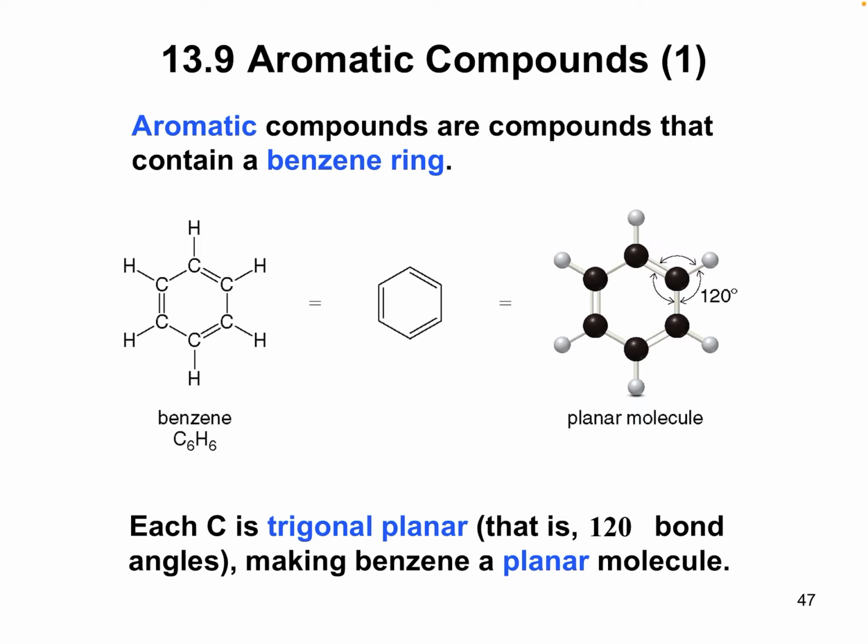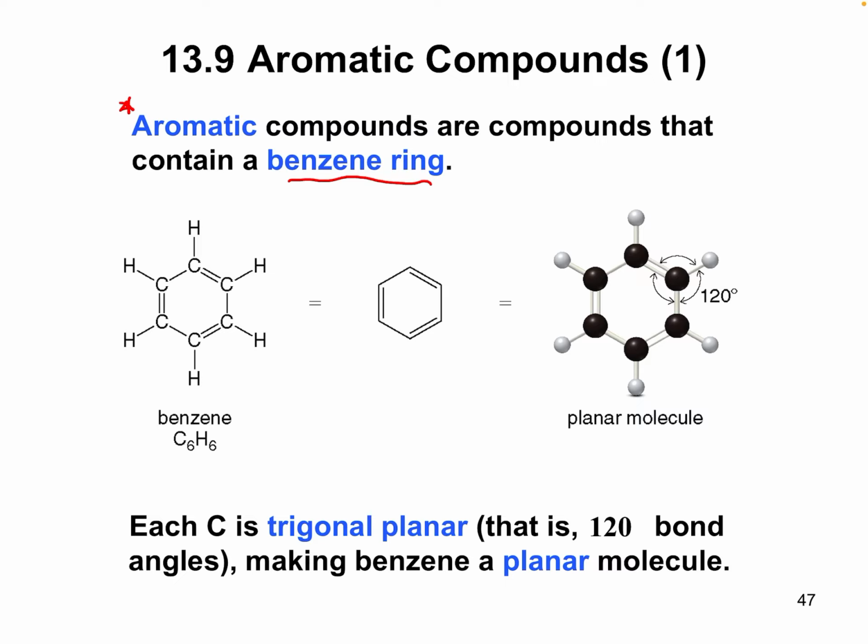So let's talk through the last part of chapter 13. We're kind of skipping 13.7 and 13.8. We'll get to some of that later on, all right? But for right now, I want to skip ahead to 13.9 where we're talking about aromatic compounds. So aromatic compounds are compounds that contain benzene rings or things that have similar properties to benzene rings.